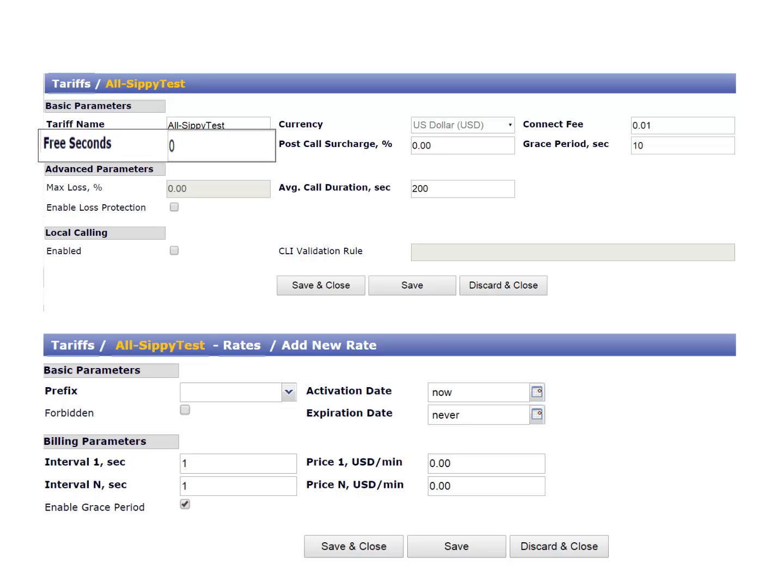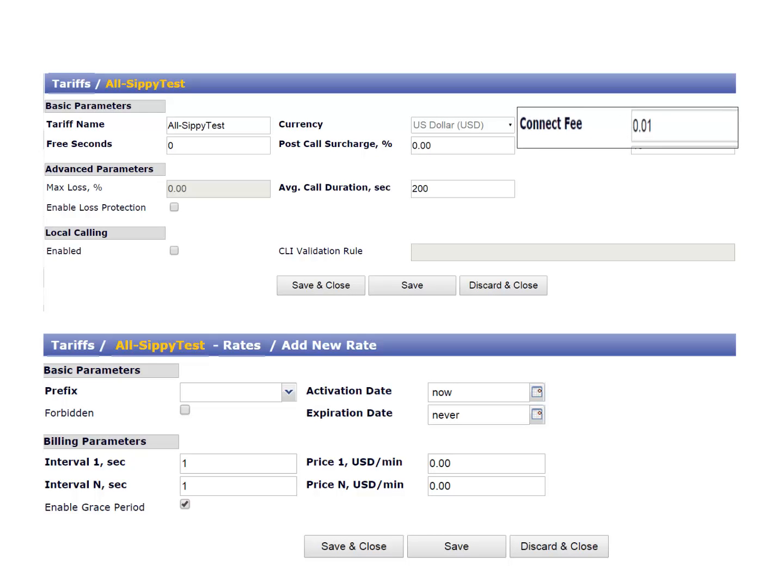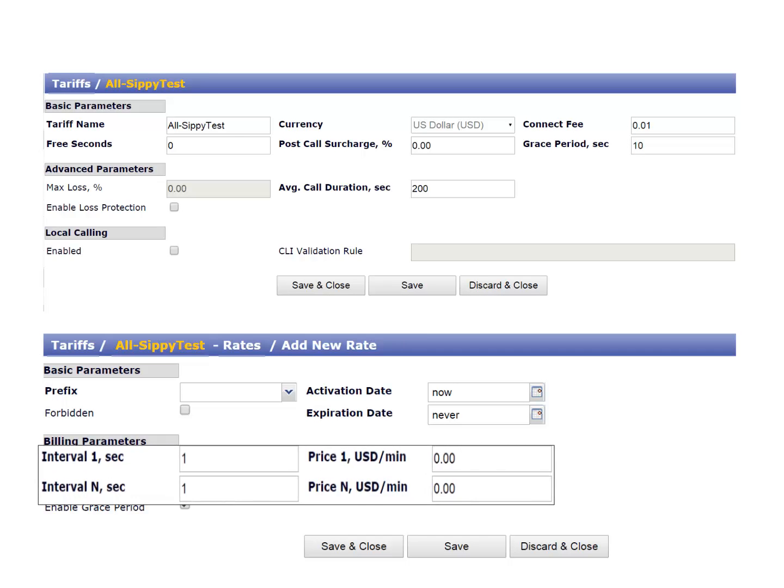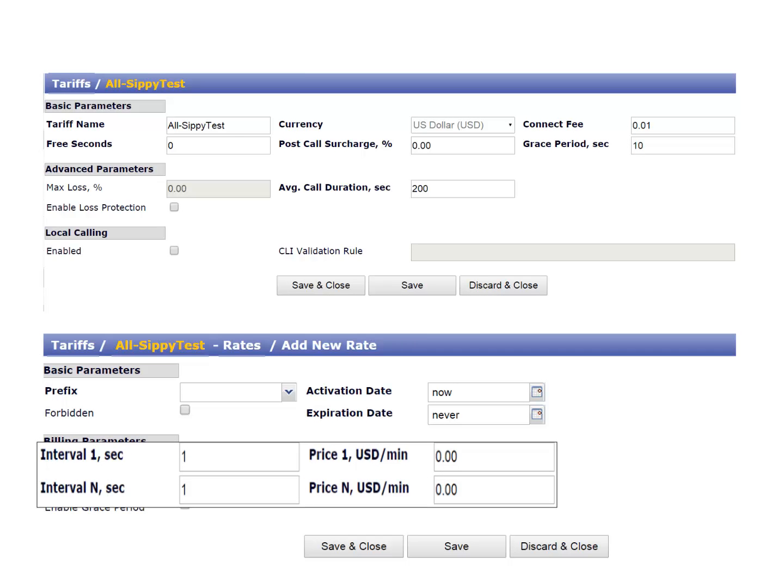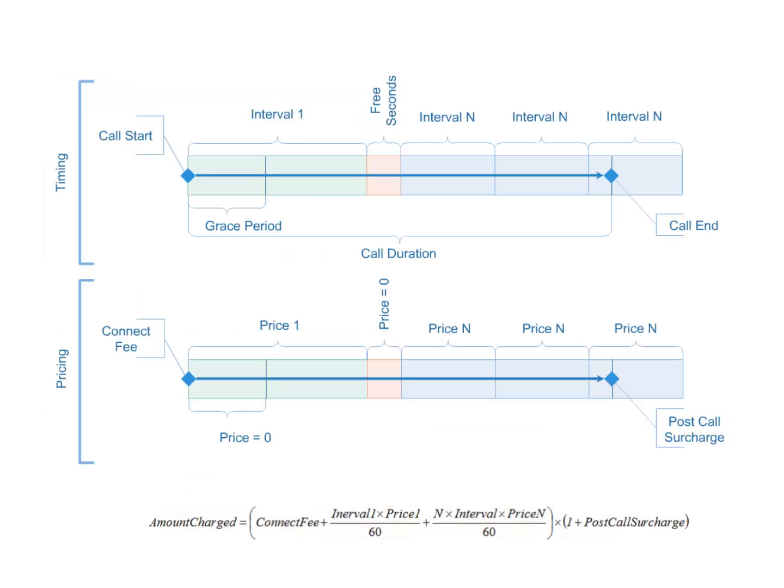In particular, we will discuss the free seconds, post-call surcharge, the connect fee, and the grace period. We will also look into such parameters as interval 1 and price 1, as well as interval n and price n. In SIP Soft Switch, the call is split into several intervals and each of them is priced separately. This chart depicts the general scheme of the time split and respective pricing.